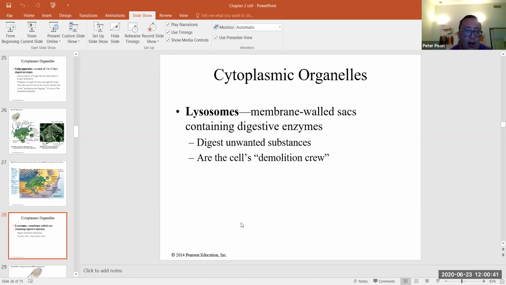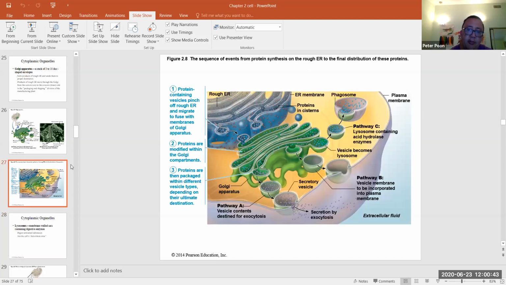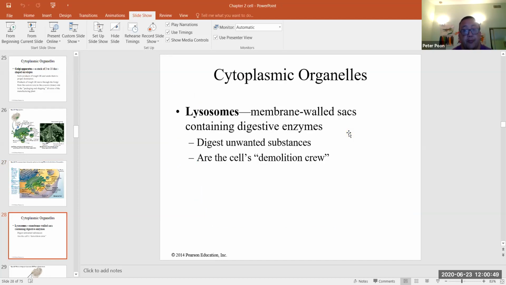Lysosomes. Lysosomes get pinched off the rough ER or the Golgi apparatus. What lysosomes do: lysosomes have digestive enzymes. They are the cell demolition group. So we'll explain this a little bit better and call them the recycling center for the cell.